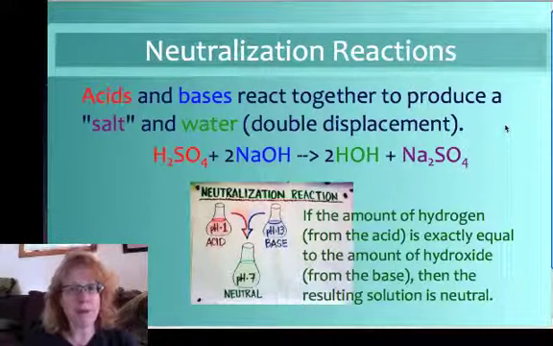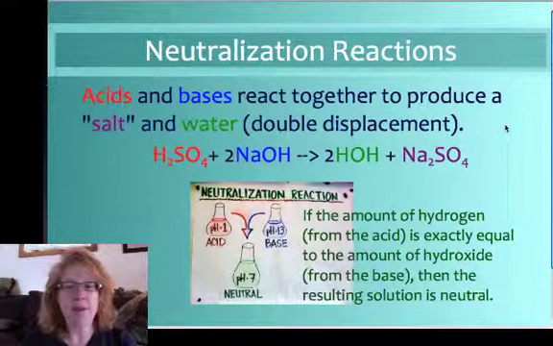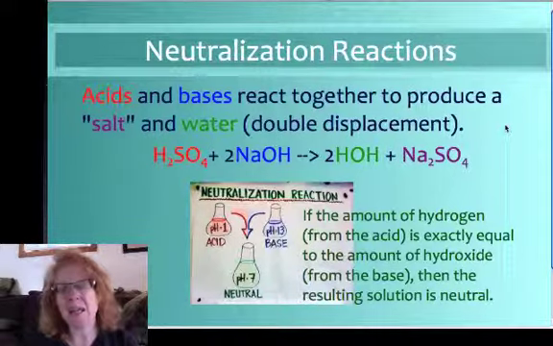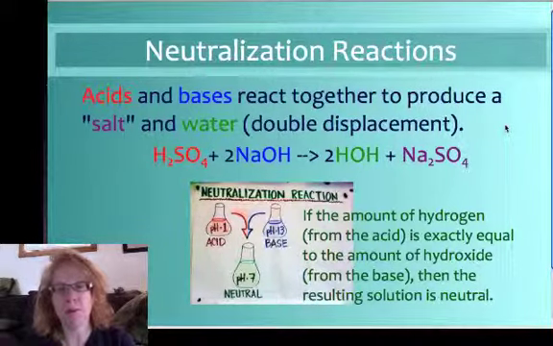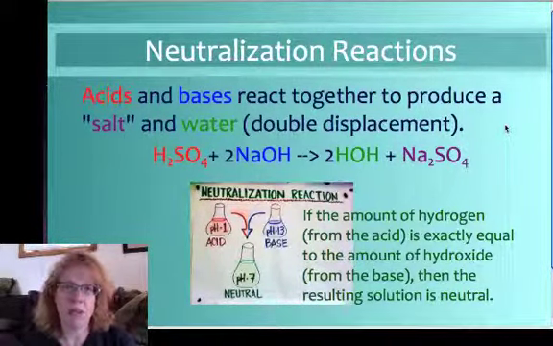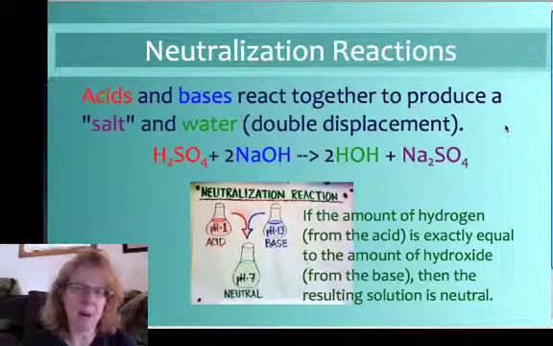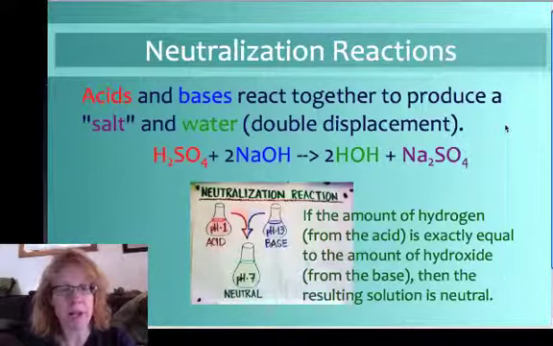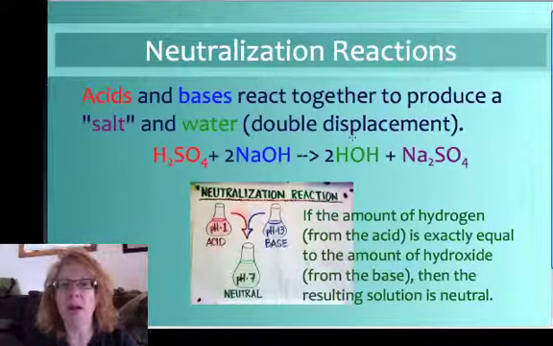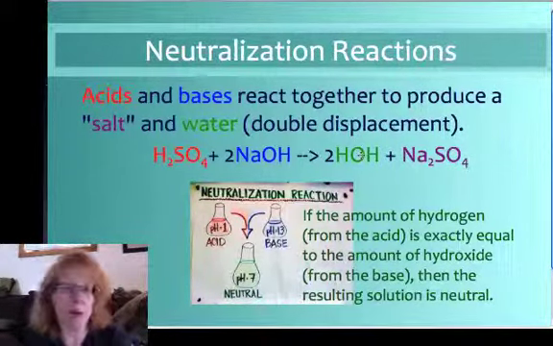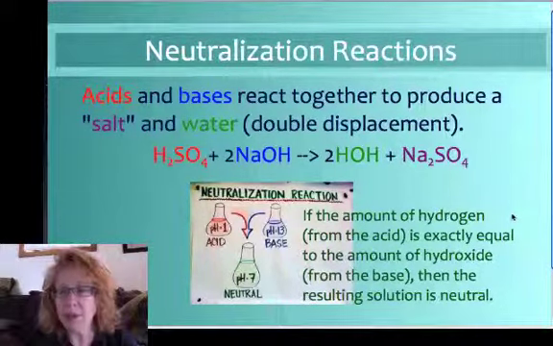So if we were to do this exactly correctly, if the amount of hydrogen from the acid is exactly equal to the amount of hydroxide released from the base, then the resulting solution should be neutral. And that's the definition of a neutralization reaction: when you have the exact right quantity of an acid and the exact right quantity of a base, so that when you mix these together, all you get is water. There are no hydrogens left over, no hydroxides left over. So how do we apply this to stoichiometry?